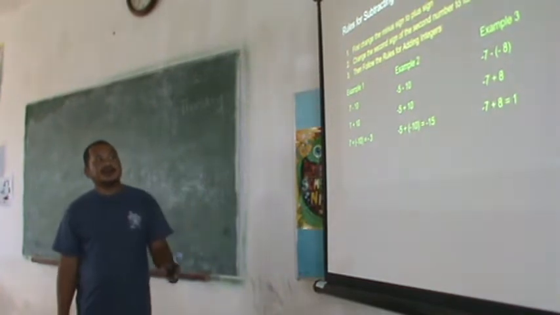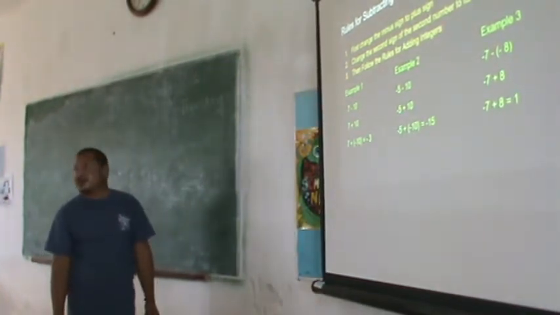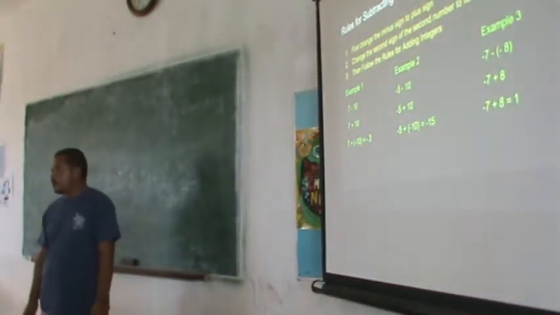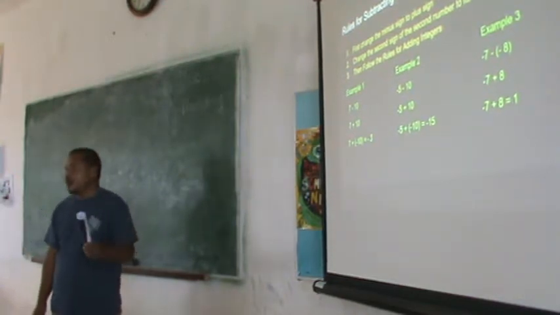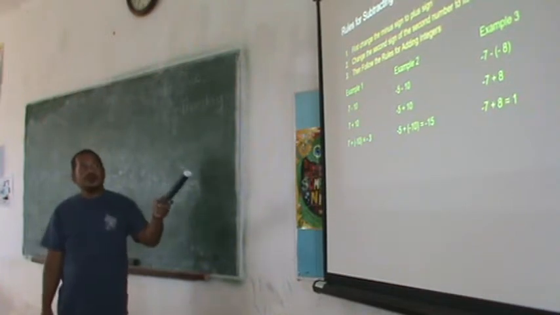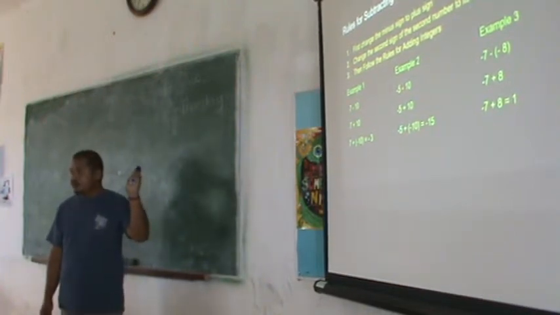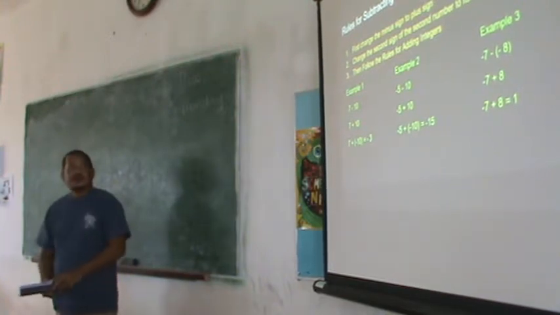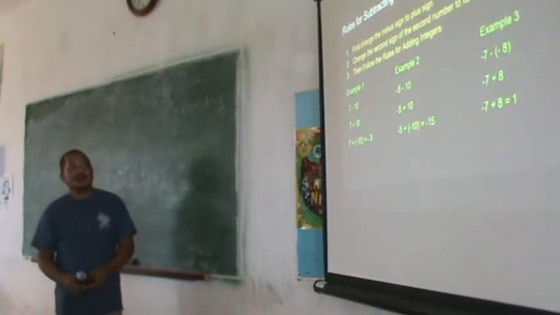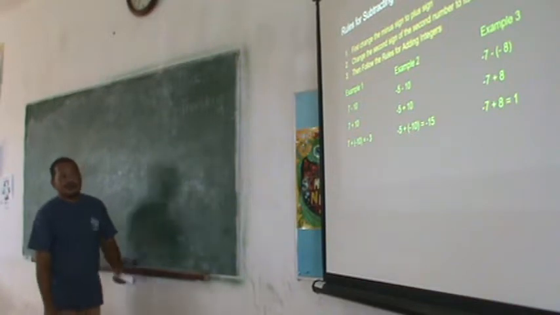Second, change the sign of the second number to its opposite. We already learned about opposites, right? Then third, follow the rules for adding integers. So you need to know the rules for adding integers before you can master this. So let's try example number 1. 7 minus 10. You see the example?